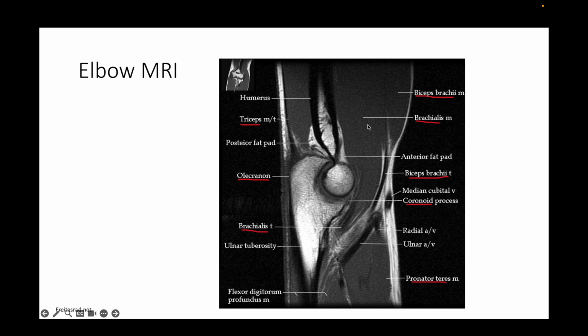This is a sagittal view of the elbow. This is an MRI, and just as I mentioned, you've got your biceps brachii, which is the most superficial muscle of the upper arm. You've got your brachialis muscle, which is deep to that. You've got your triceps muscle, and the tendon attaches to the olecranon process. Your brachialis muscle comes down like this and attaches to the ulna, and then your biceps attaches to the radial tuberosity.